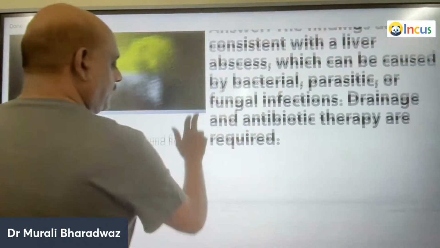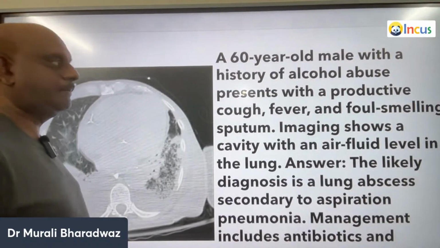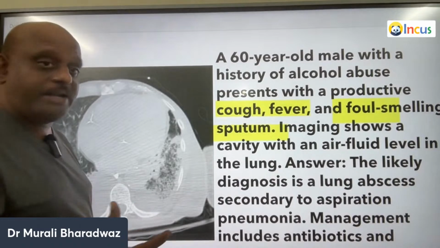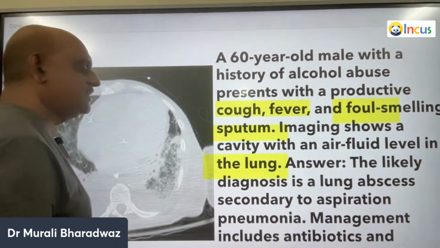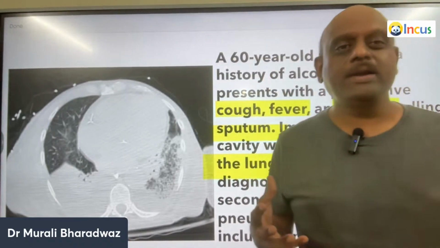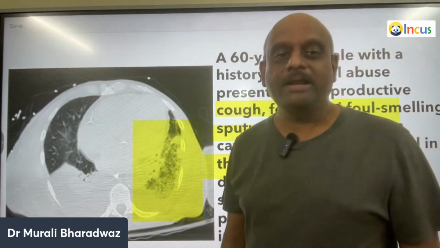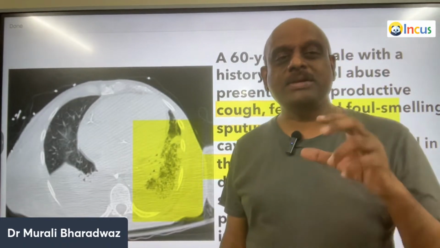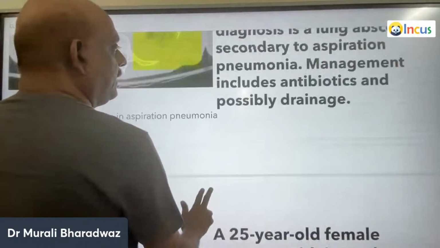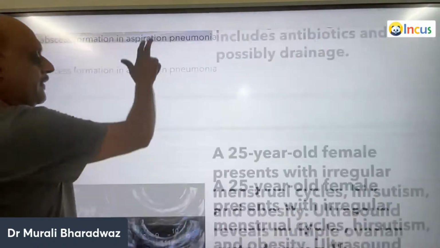Now, a 60-year-old male with a history of alcohol abuse, with a productive cough, fever, foul-smelling sputum, there is a cavity with an air fluid level in the lung. So this is a typical lung abscess which can occur secondary to aspiration. So what you can see here, doctor, you can see in the right lobe, lung abscess secondary to aspiration is what you need to remember in an alcoholic individual, and it needs to be treated with antibiotics and drainage.